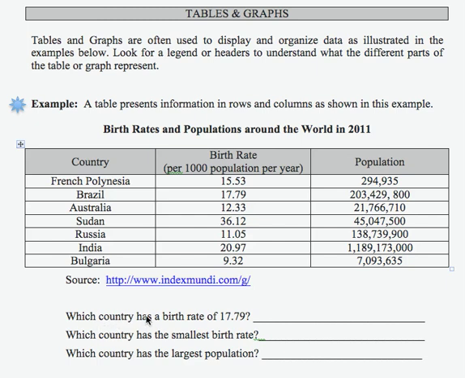So which country has a birth rate of 17.79? I'm going to look in the birth rate column for a 17.79 value, and that country is Brazil.